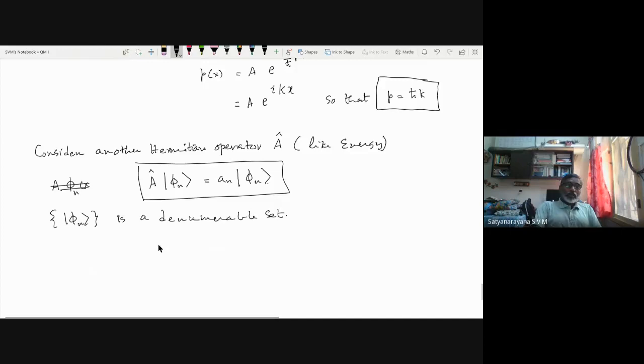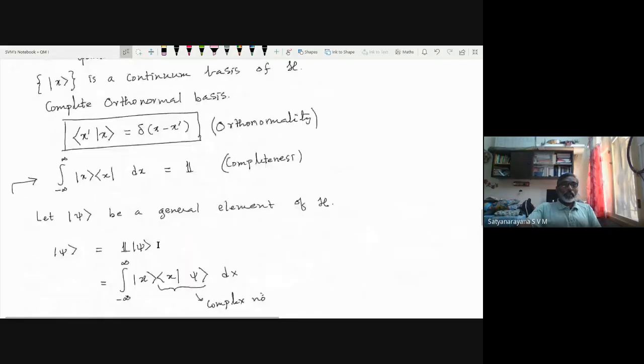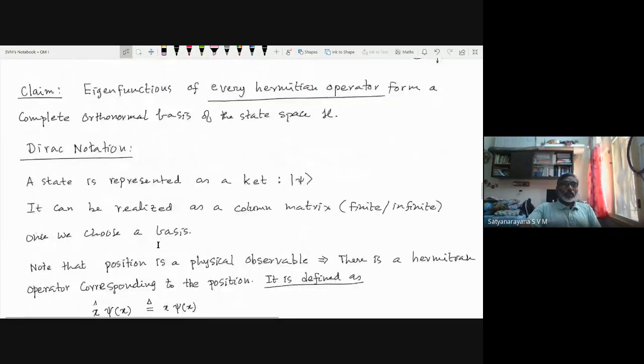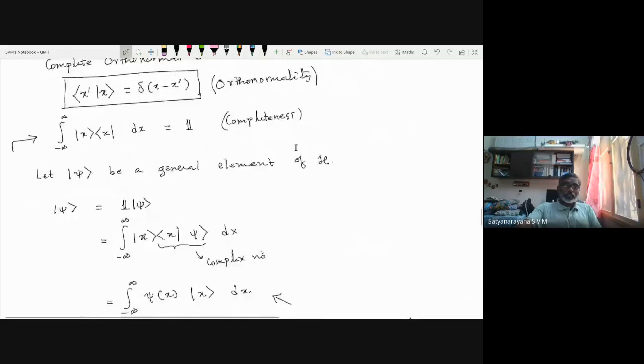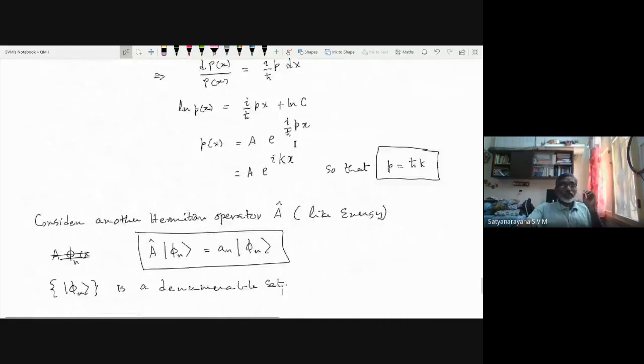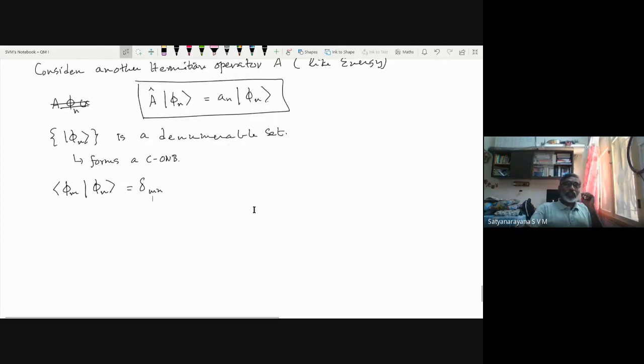But what I made a claim here, if you go back and look at the claim that I have made, eigenfunctions of every Hermitian operator form a complete orthonormal basis of the state space H. That means this also forms a complete orthonormal basis. Now, what does that mean? That means you have phi m, phi n is delta mn. This is a discrete version of the orthonormality. So this is basically the orthonormal condition.